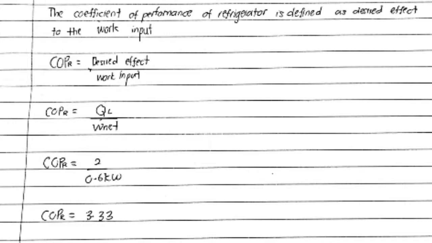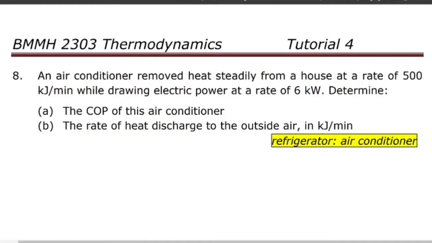COPR we get 3.3. Number 8. An air conditioner removes heat steadily from a house at the rate of 500 kilojoule per minute while drawing electric power at the rate of 6 kilowatt. From the question, we are given a value of QL equal to 500 kilojoule per minute and W net in 6 kilowatt. Number 8A, the COP of this air conditioner.